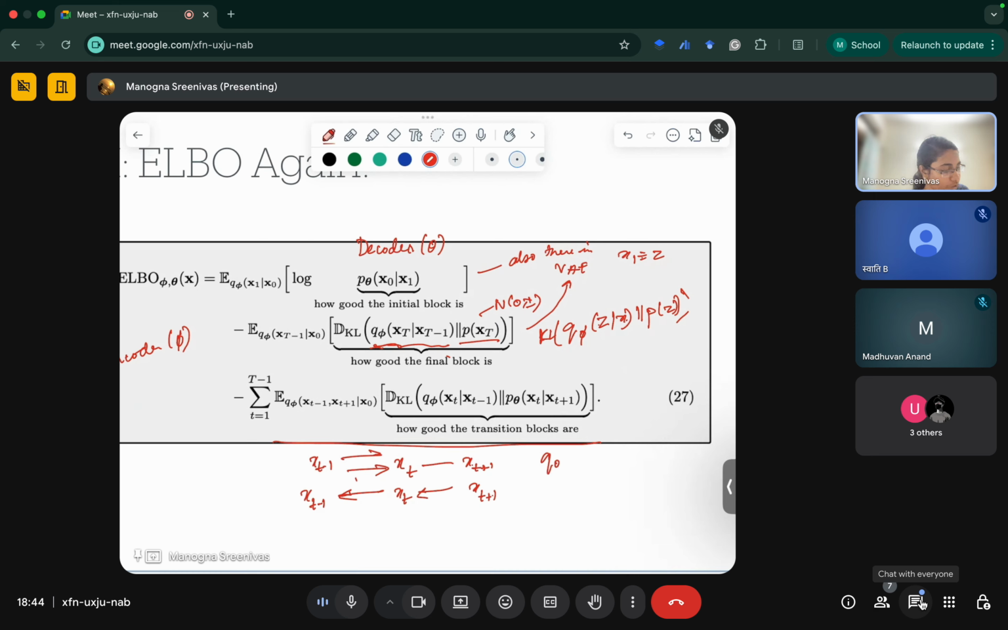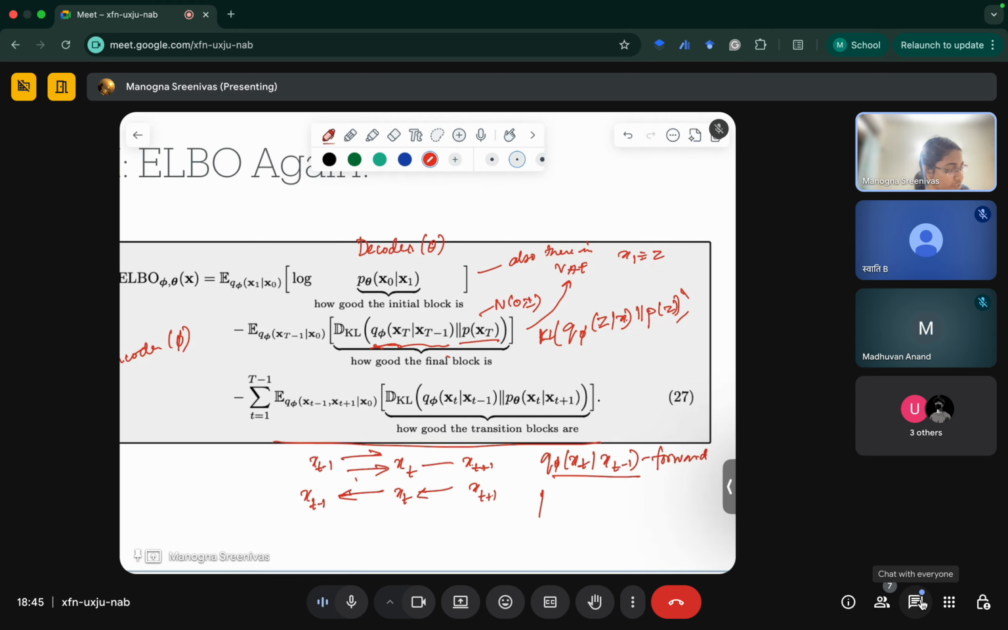q phi of xt given xt minus 1 is the forward process. So whatever xt I get from this should also be the same xt which I get in the reverse process. In the reverse process, what do I do?